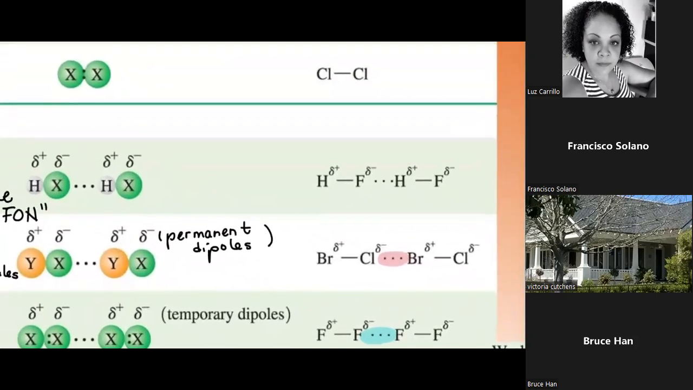So you can see here in the example that we have, specifically, we see how HF has a permanent dipole, so that's why it is a polar molecule. But more importantly, when we look at HF, the partial negative, which is where the fluorine is, is interacting with the partial positive of the neighboring molecule. Understand that that's why they're called attractive forces. We're going to have, in the case of attractive forces or intermolecular forces, always a delta plus, delta minus attraction in between the atoms.